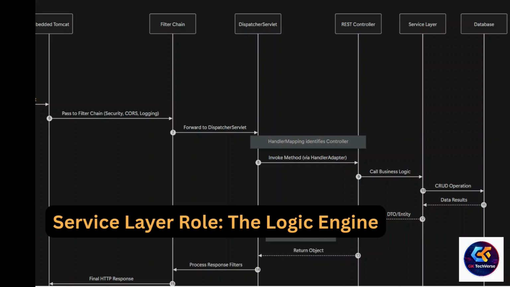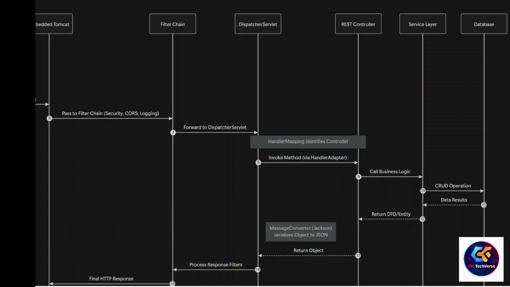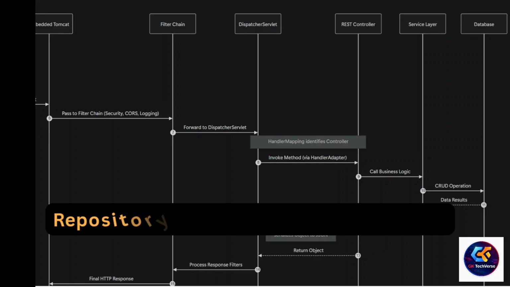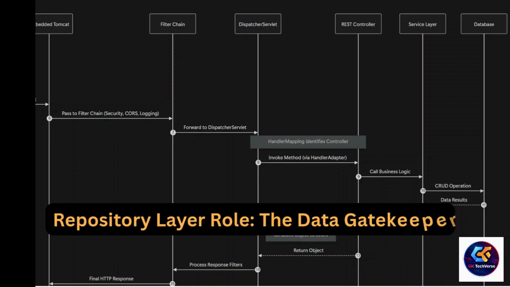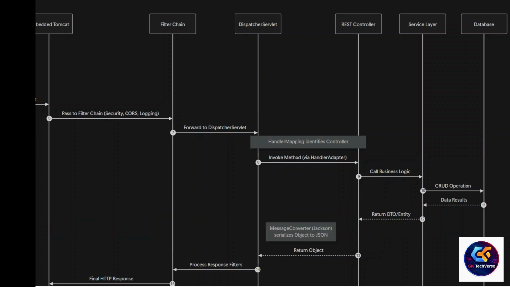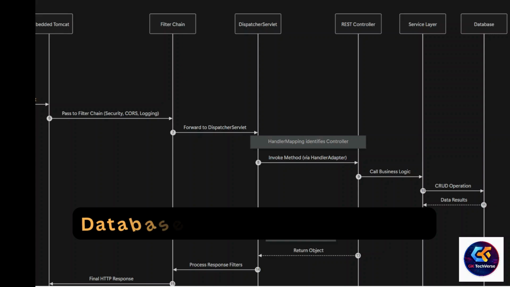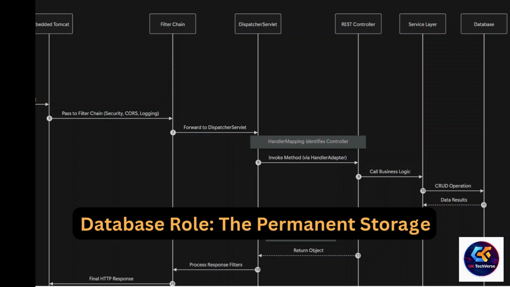So it represents a single transaction. And the repository will mostly be Spring Data JPA, which abstracts the database complexity. It translates Java based method calls into SQL queries. And in the database role, the permanent storage, the database executes the SQL queries, ensures data integrity, and returns the rows back up the chain.